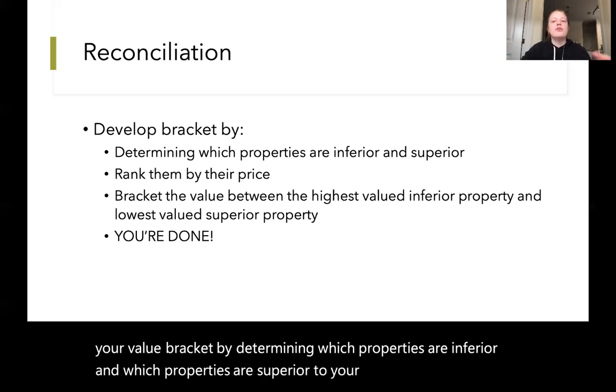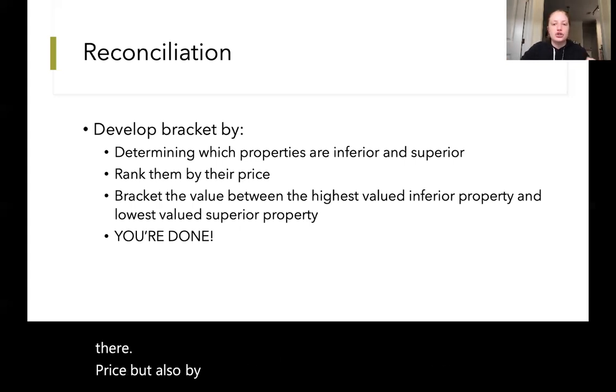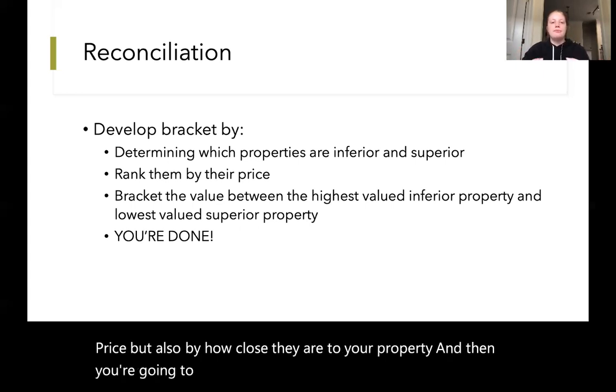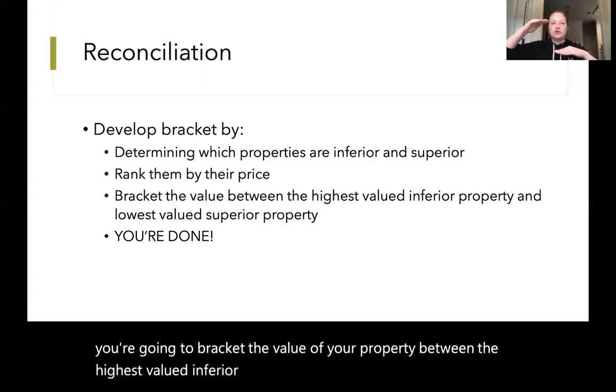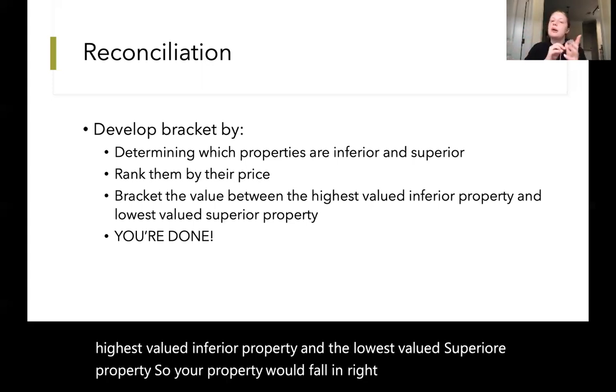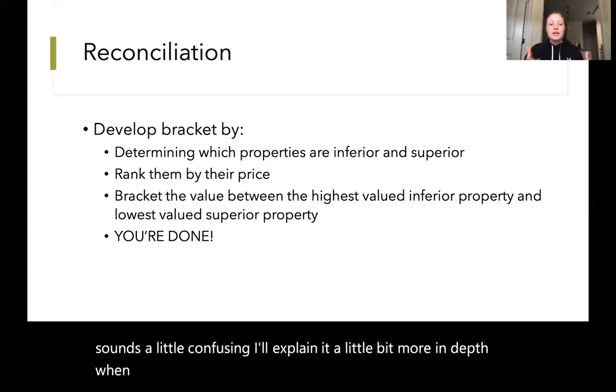And then you're going to rank these inferior and superior properties by their price, but also by how close they are to your property. And then you're going to bracket the value of your property between the highest valued inferior property and the lowest valued superior property. So your property would fall in right here, which sounds a little confusing. I'll explain it a little bit more in depth when I go through my own example. But after that, you're done.